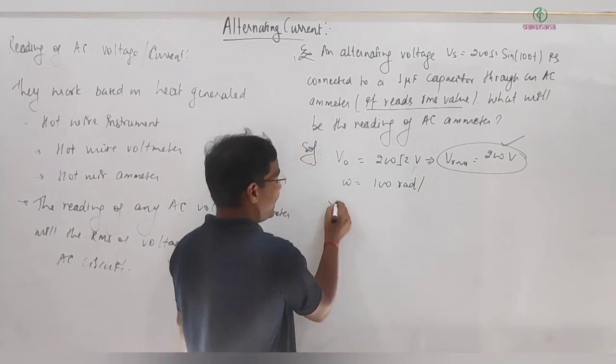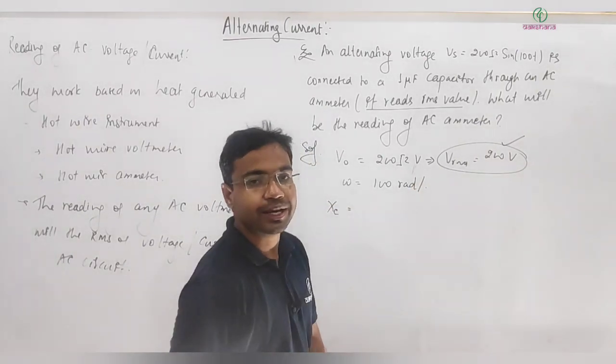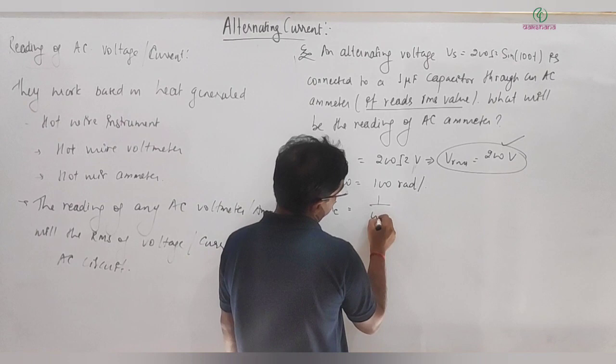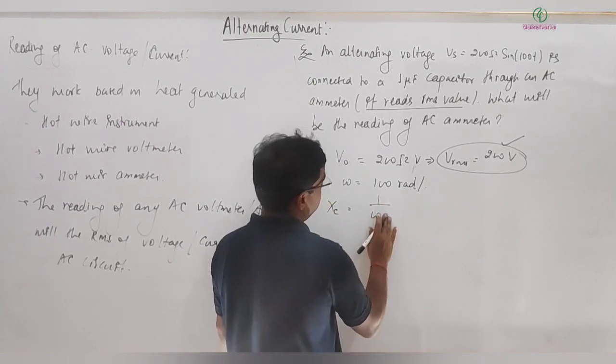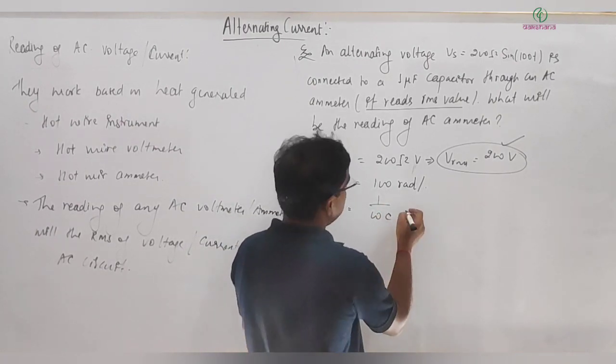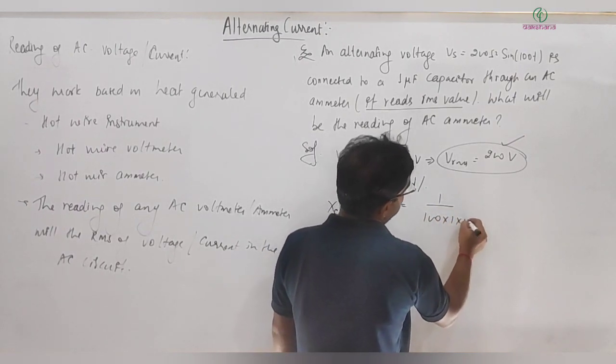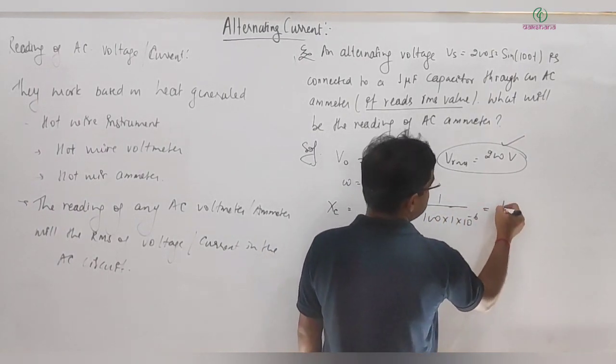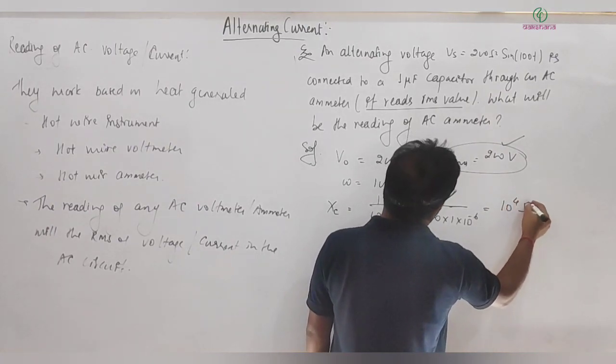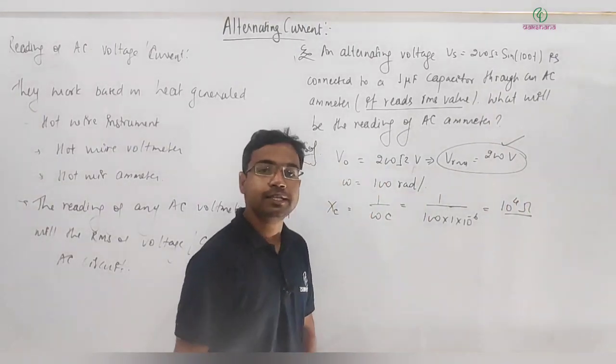Clear? Okay, then I need XC, the reactance of the circuit, and that comes out to be 1 by omega C. And what is C? Yes, 1 microfarad. So it's 1 by 100 times 1 microfarad, that is 10 to the power minus 6. So this comes out to be 10 to the power 4 ohm. So this is the reactance of the circuit.